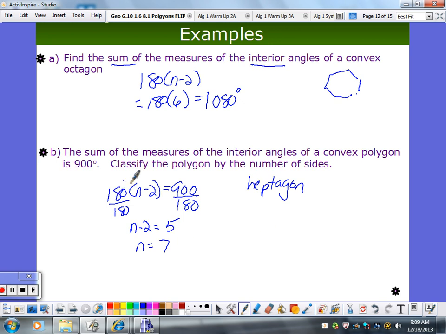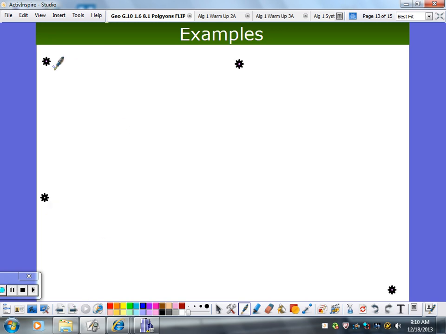You could do this another way. Some people ask, why can't I just distribute? You can. It should work. 180n equals, what's 900 plus 360? 1260? Is that right? Yeah. Somebody divide that by 180, please tell me 7. Yes, okay. Yay! And that works! Isn't that great when that works? So either way, you choose. I think it's a little bit easier if you divide through first, then add 2. I think that's easier.